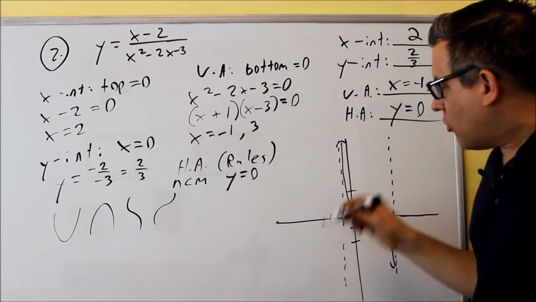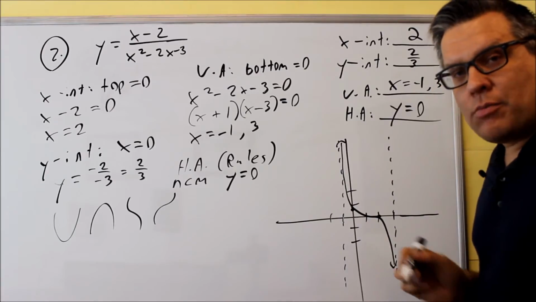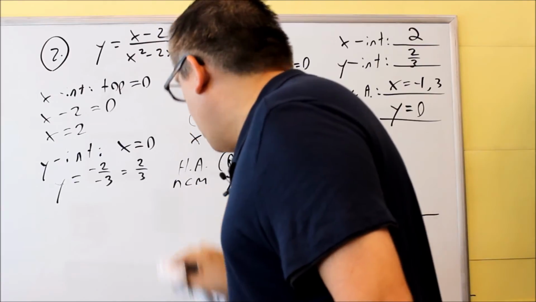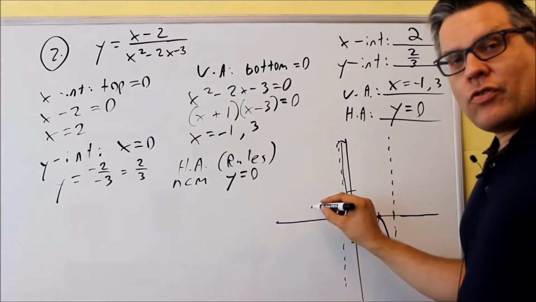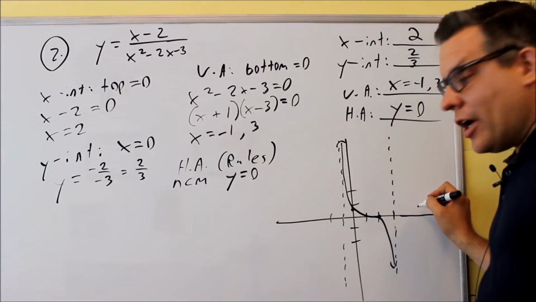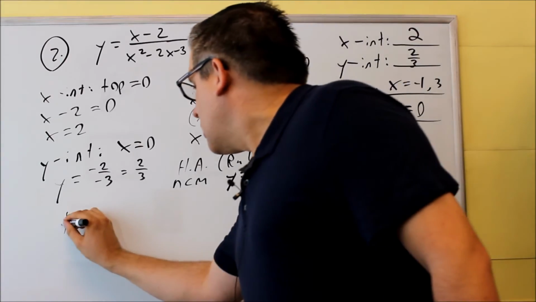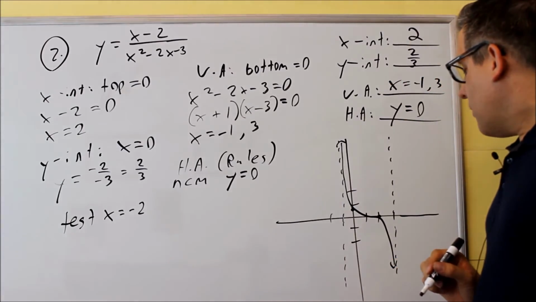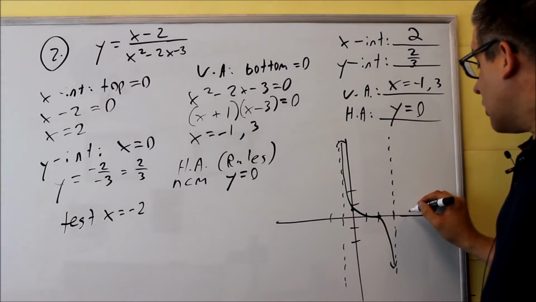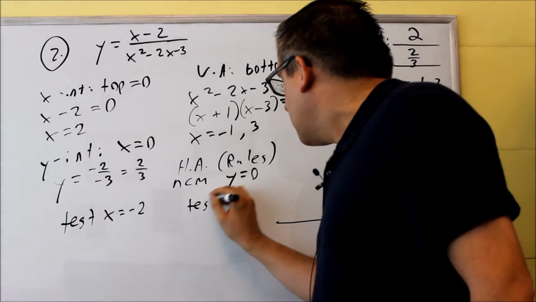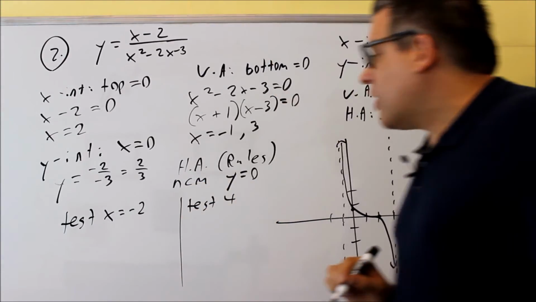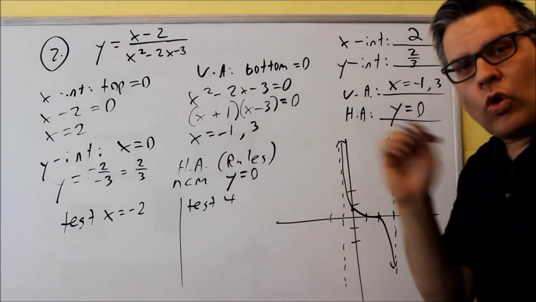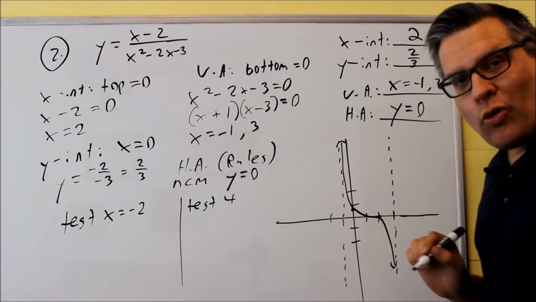So if I don't know what it looks like, this is when you want to go ahead and pick a couple test points. For test points, we want to pick something that is to the left of this line and to the right of this dotted line. So let's test x equals -2. And I'm also going to test something out here. Let's try a 4. Okay, so I'm going to try -2 and I'm going to try 4. I'm going to put these into the original function, work it out, and that's going to give me an actual point on the line itself.